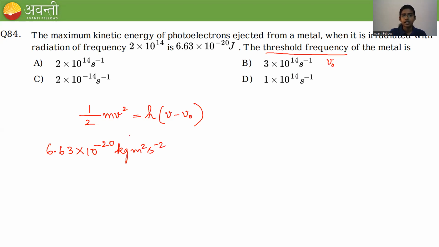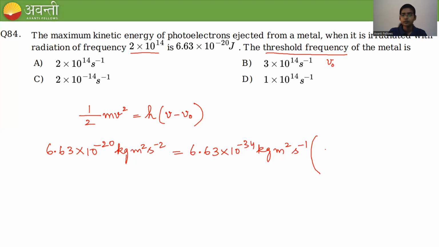So this is the kinetic energy. It is equal to h. h is the Planck's constant, right? The value of Planck's constant is 6.63 into 10 power minus 34 kilojoule meter square per second. And what is the frequency nu given here?